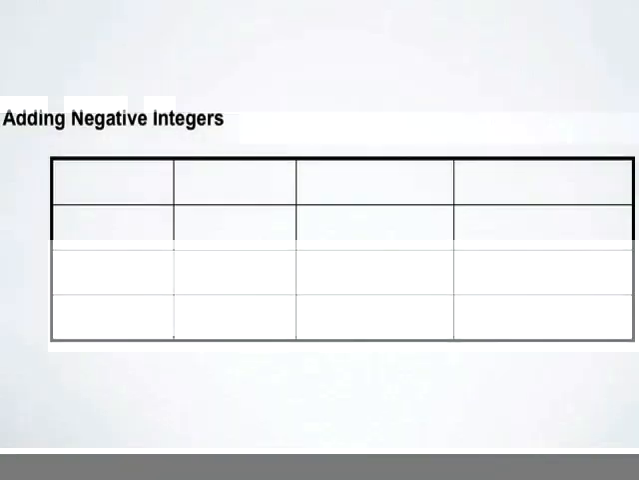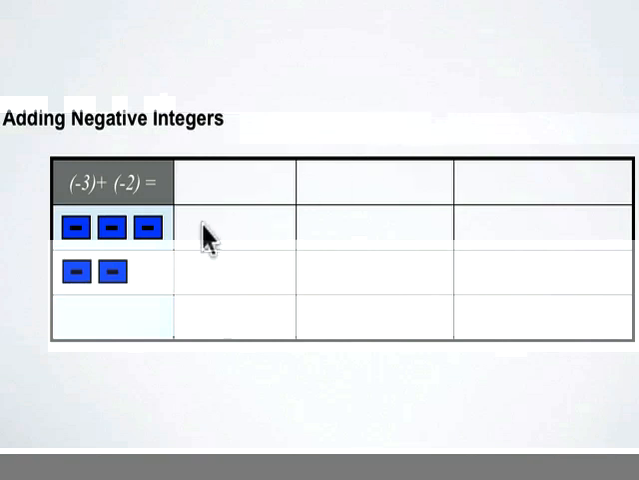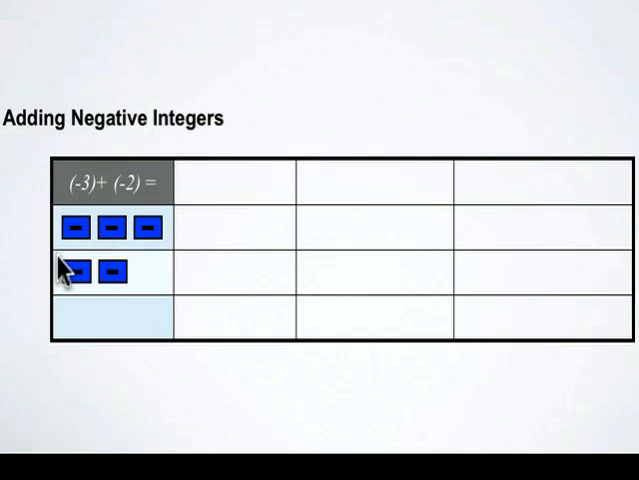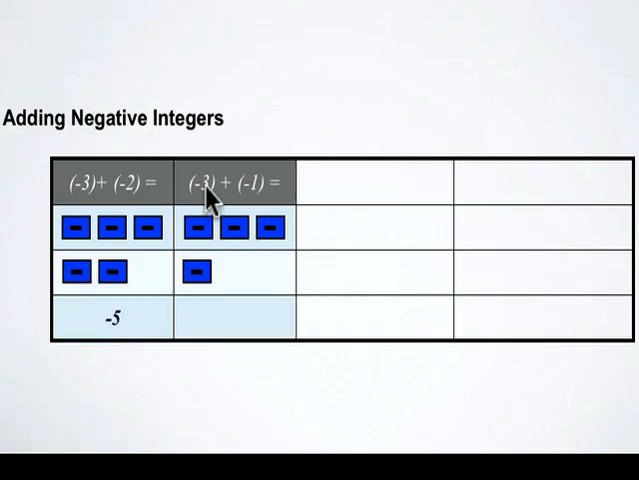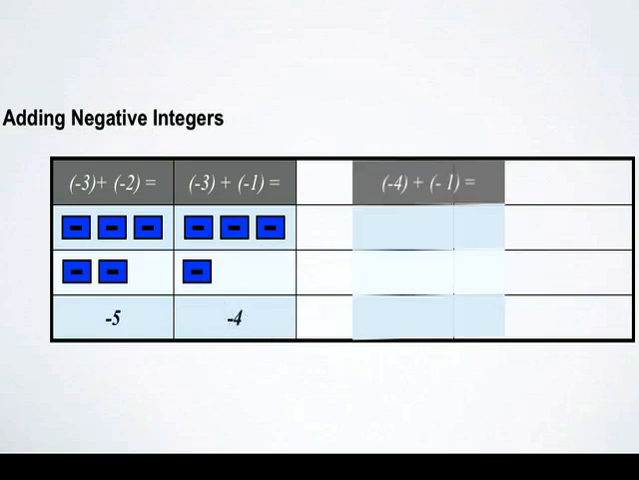Now if we look at adding negative integers, it'll be the same concept, but we'll be working with blue tiles. Negative 3 and negative 2, 3 blue tiles and 2 blue tiles, gives us 5 blue tiles, or negative 5. Negative 3 plus negative 1, 3 blue and 1 blue gives us 4 blue, and of course the blue means negative 4.